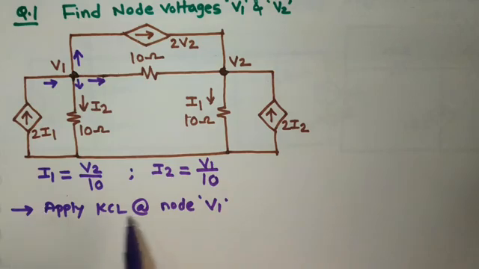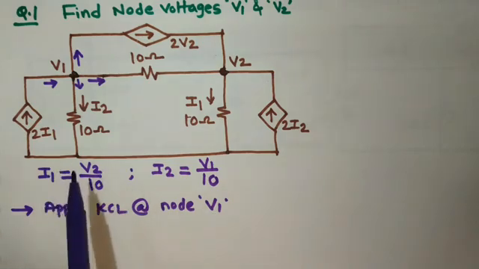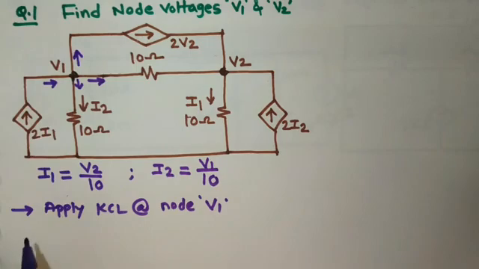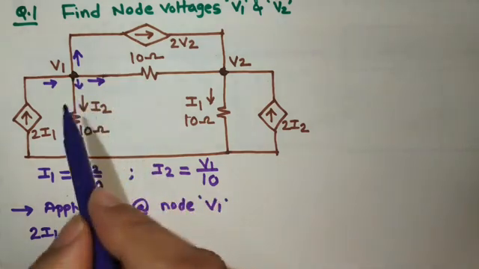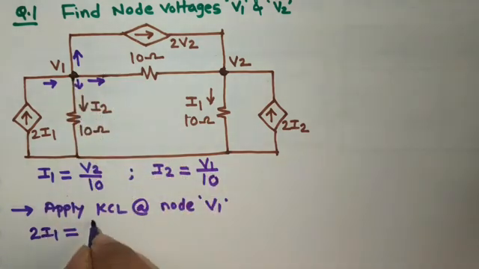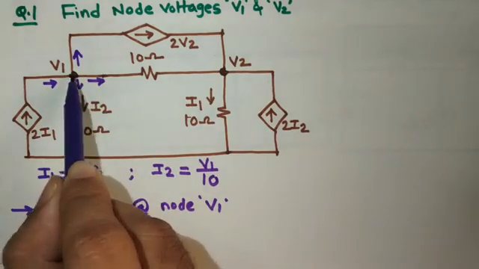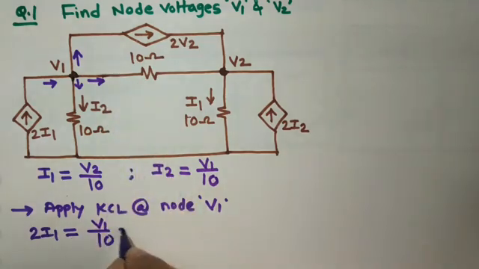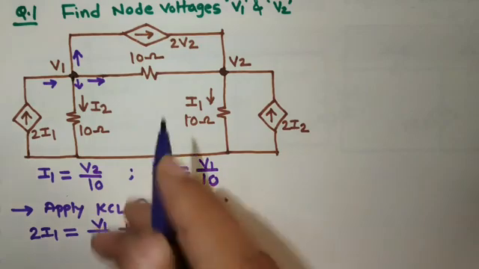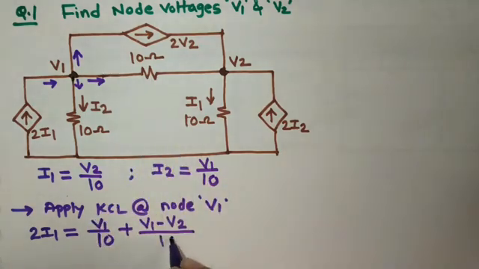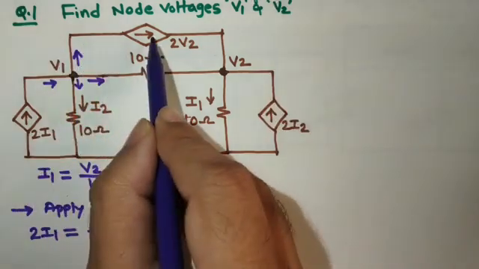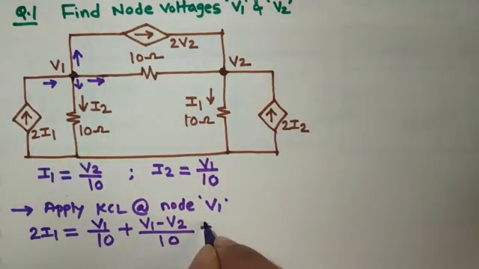So let's say we apply KCL at node V1. At node V1, we have one incoming current, that is equal to 2I1, and the remaining are outgoing currents. So let us say this is the first outgoing current, which is V1 upon 10. The second outgoing current is, let's say, from V1 to V2. So we are moving from higher potential to lower potential: V1 minus V2 divided by the resistance of that branch, 10. And this is again one outgoing current directly known to us, that is 2 into V2.